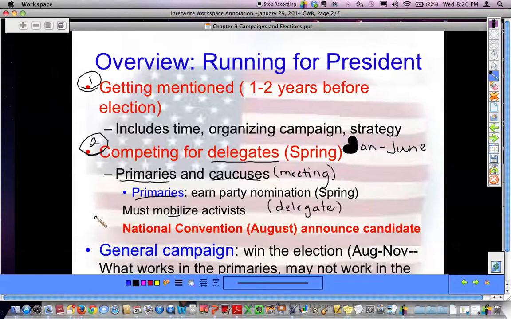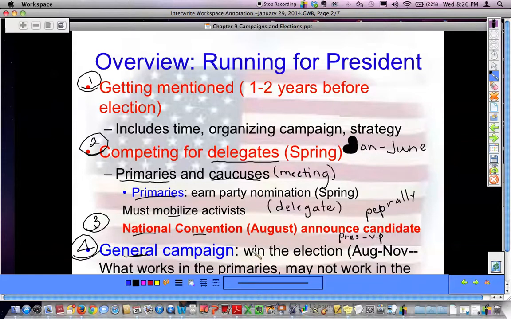The next phase that will happen once the primary and caucus season is over is we will have a national convention. And this is very much like a pep rally to introduce the candidate for the first time. And by that, I mean the president and the vice presidential candidate. And this kicks off the last stage known as the general campaign. And that is from August to November.